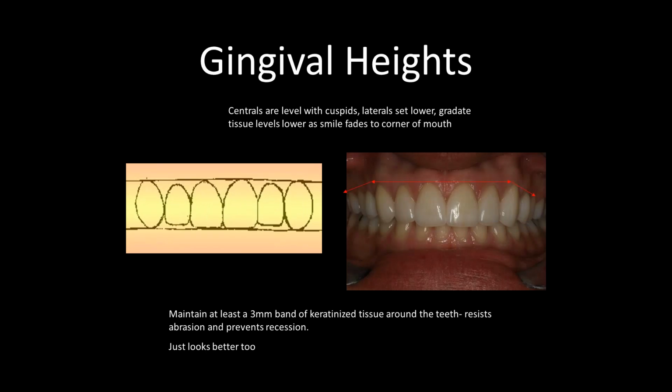In our gingival heights, we are going to be highest on the centrals and the cuspids, which stay on the same level. Just like lateral incisors tend to be a little bit shorter incisally, they tend to be a little bit shorter gingivally as well. Then as we walk our way back from the cuspids to the first and second premolar to the molar, those gingival heights tend to drop lower as we go that way.